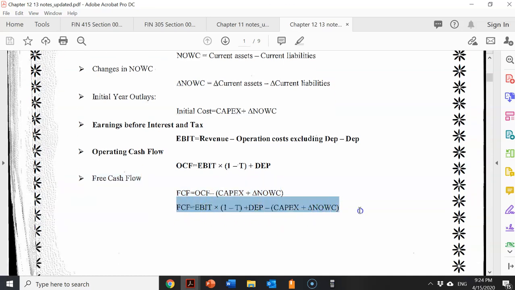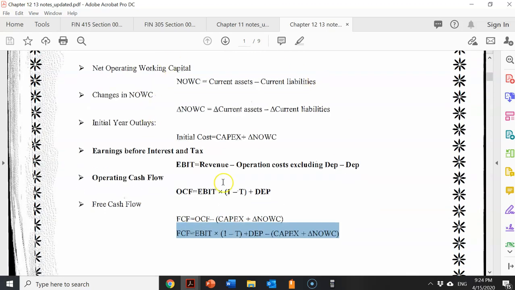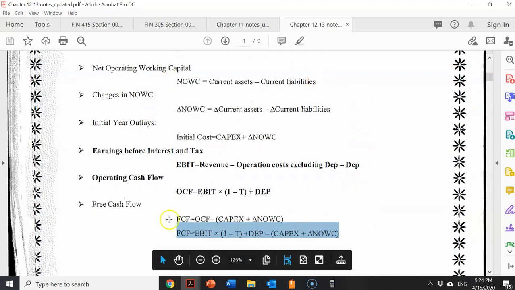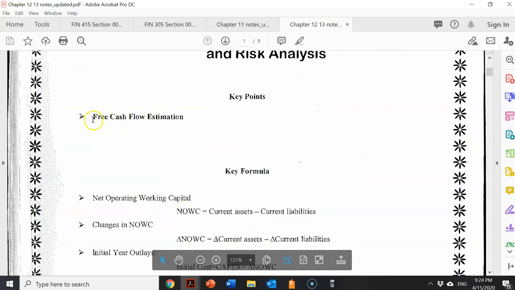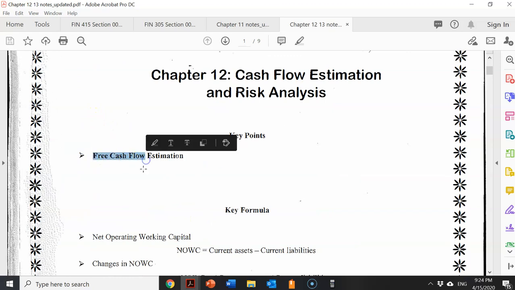Okay, it's also EBIT multiplied by 1 minus T plus depreciation, which is equal to OCF, operating cash flow, minus capital expenditure plus delta net operating working capital. We will go into detail for these formulas one by one, and we will have the comprehensive formula for free cash flow, and that's the free cash flow we use to discount to get corporate value in chapter 9.